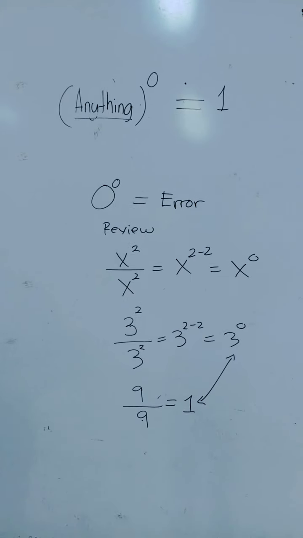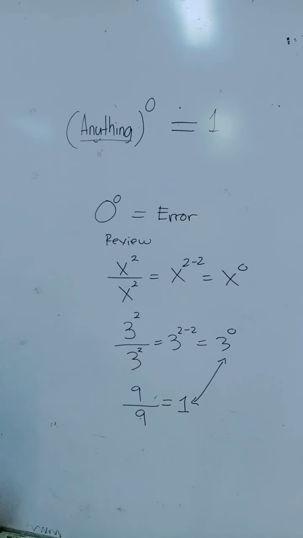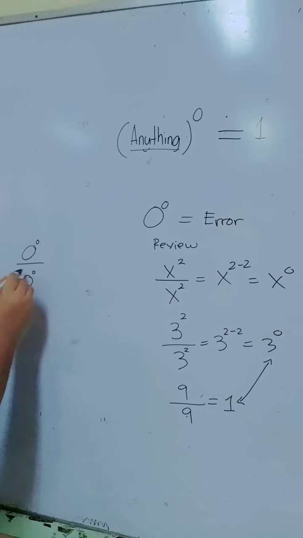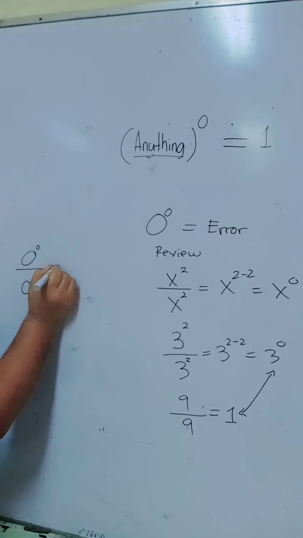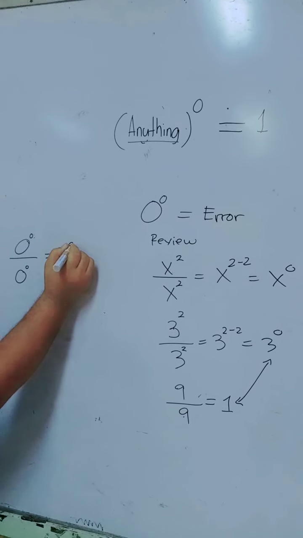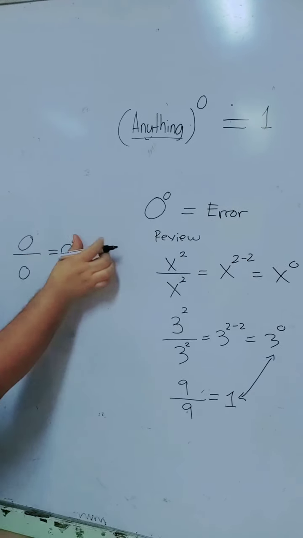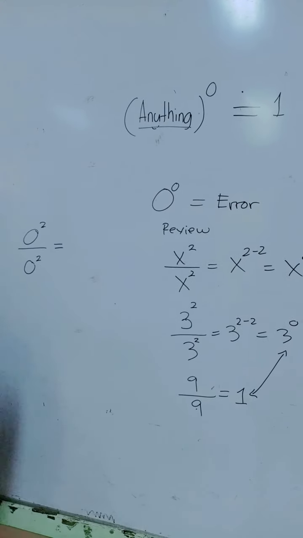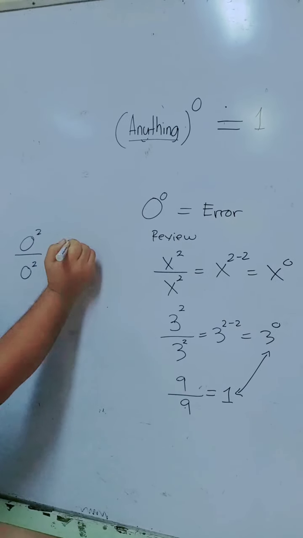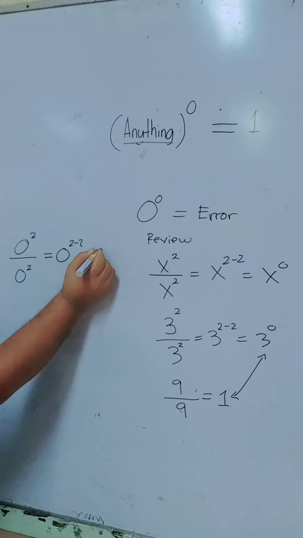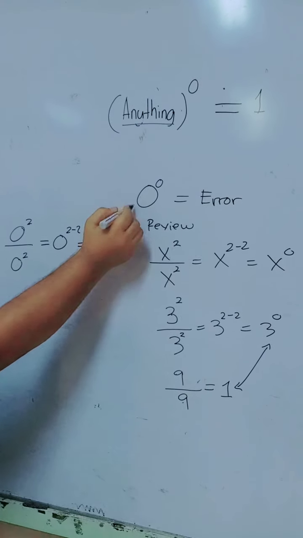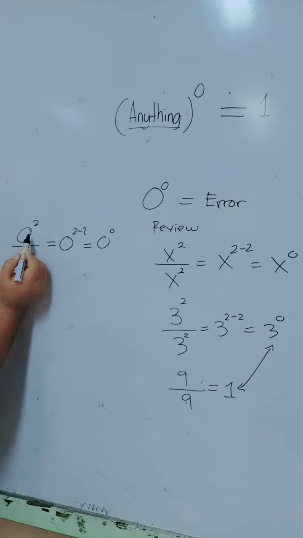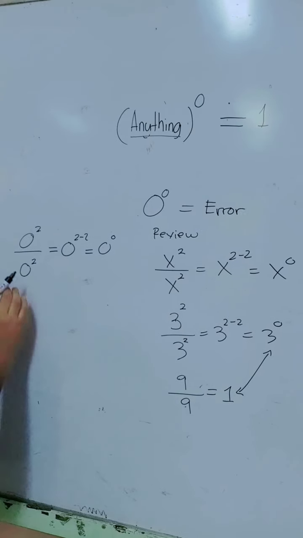Now let's try to substitute 0 for x. 0 to the power of 2 over 0 to the power of 2, sorry. We cannot express it like this. 2 minus 2, and that is 0 to the power of 0. This is what we are talking about, right? And we cannot say that 0 to the power of 0 is equal to 1, because when you try to solve this individually, that is not equal to 1.